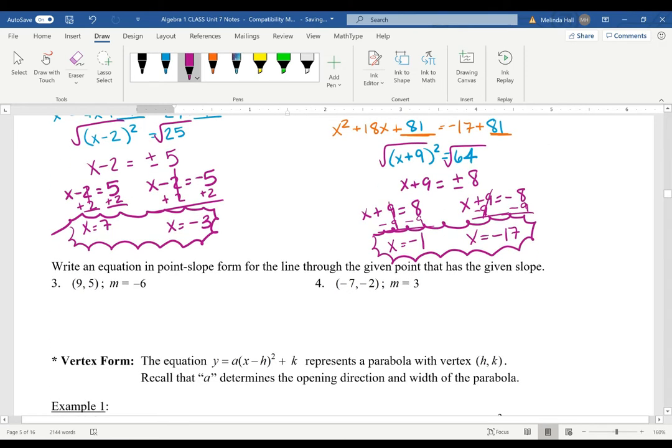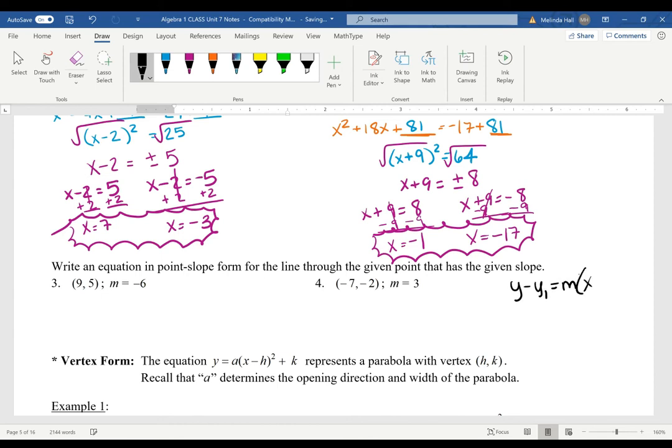So now we need to write an equation in point-slope form for a line through the given point. In case you do not remember, point-slope form is y minus y1 equals m, which is your slope, times x minus x1. And remember, in this formula, you're only plugging in your y1, x1, and your m.